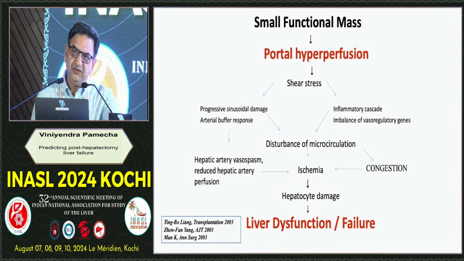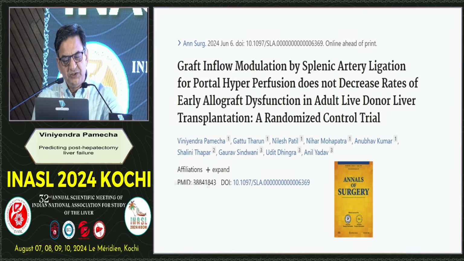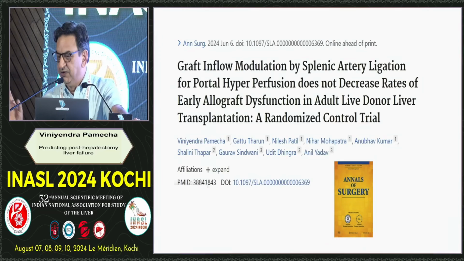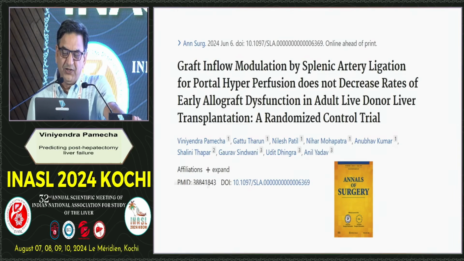And then you would have thought that if you modulate the portal flow, then maybe you can prevent this shear stress, and maybe you can prevent the injury to the liver. But then we did some work on this, on whether diverting or reducing the portal flow can prevent the injury to the liver. This is my last bit, I'm not going to take more than 45 seconds. Okay. So when you ligate the splenic artery, the portal flow gets reduced, and you would have thought reduced portal flow will have a reduced sinusoidal injury, and the liver will regenerate better. But what we found is that it doesn't really benefit.